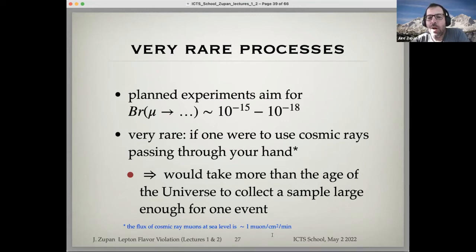In order to collect a sample like this, just by waiting for the cosmic muons to arrive at your hands, it will take longer than the lifetime of the universe. So it takes more than 10 billion years to collect these samples. So clearly we need beams, and we need very intense beams to do this.